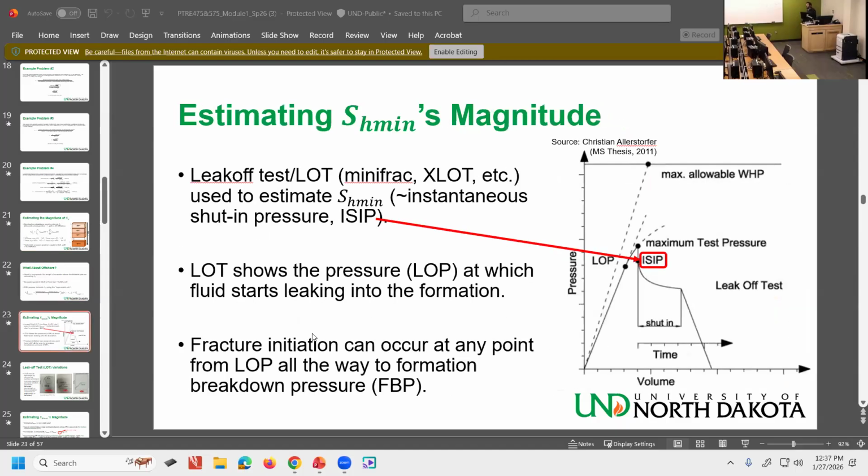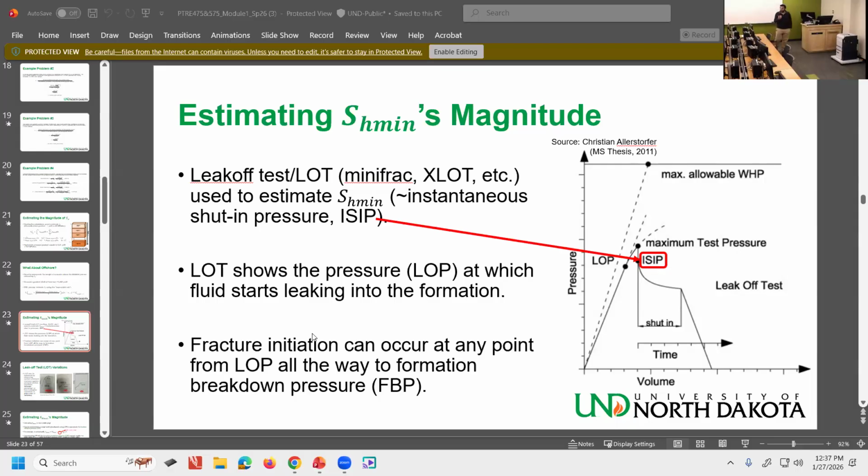Then we talked about estimating the SH mean magnitude. Not always. I don't know if I stressed it enough last time, but I wanted to say that the Likov test is not going to give you an approximate estimate of SH mean everywhere.